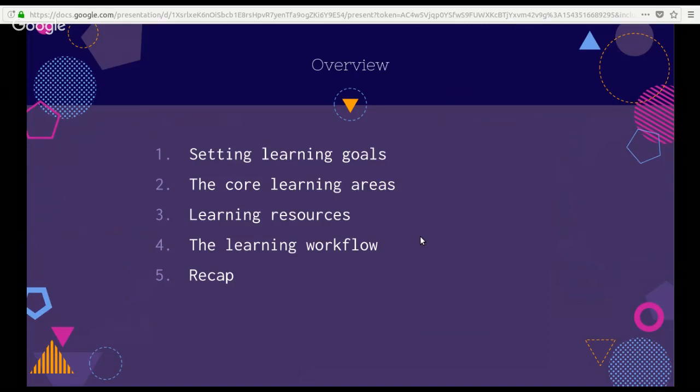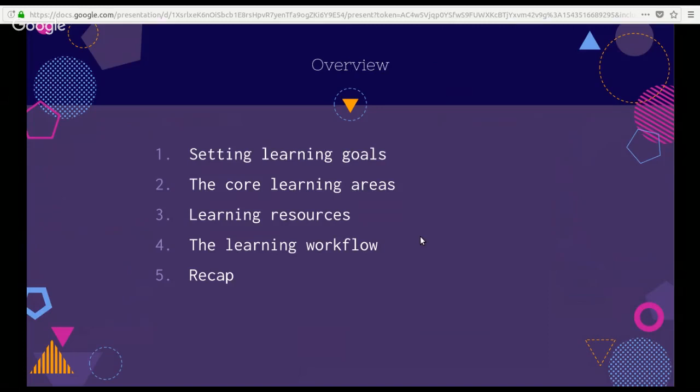The second point is to look at core learning areas, and we're going to have a deep look at this and understand what things are necessary for you to master artificial intelligence. Third, I'm going to present a number of learning resources that you can use to create your own custom plan, which you can do with point number 4 that I'm going to discuss, which is the learning workflow.